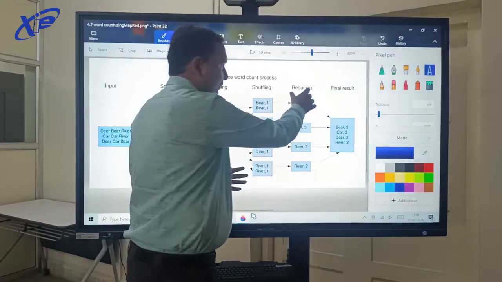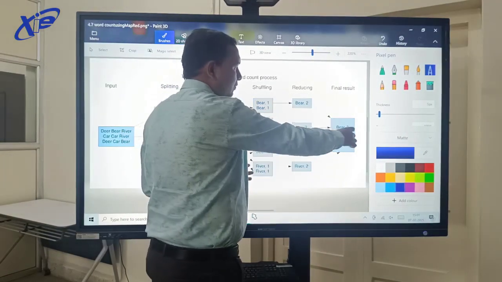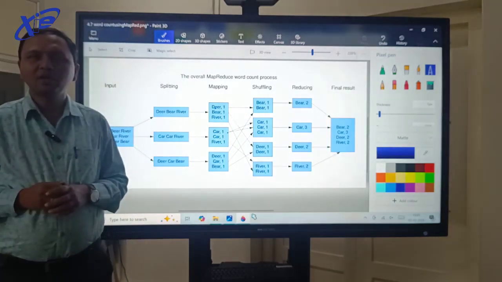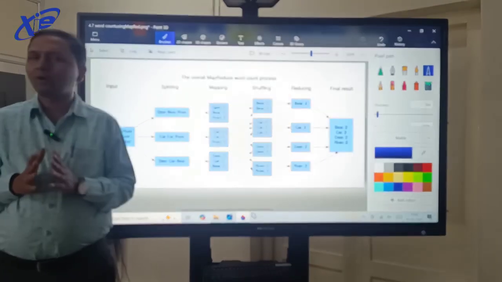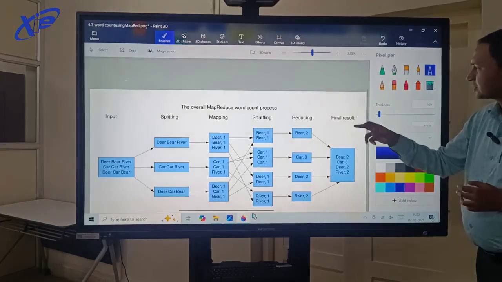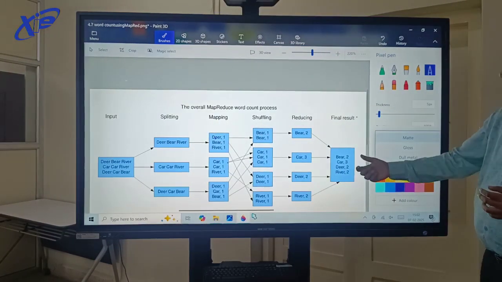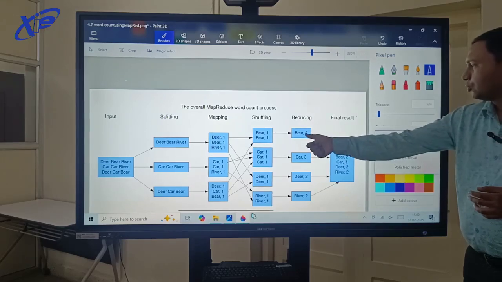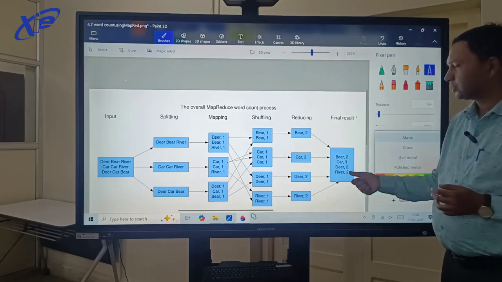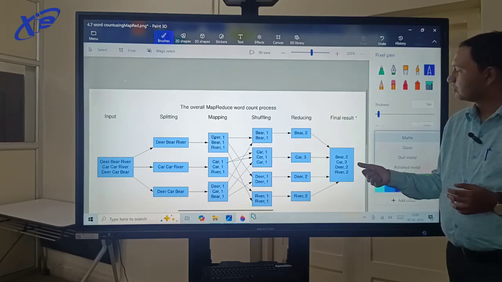Afterwards, after the reducing phase, we go to the final stage. In the final stage we are merging the results from the different sources. So here in the final results we take the value beer as 2, car as 3, deer as 2 and river as 2. So these are the final results.